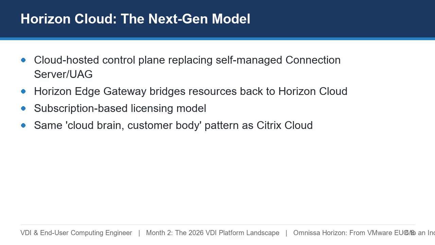Just as Citrix evolved from on-prem CVAD to cloud-managed DAS, Omnissa offers Horizon Cloud Next Gen, a cloud-hosted control plane. A Horizon Edge Gateway virtual appliance connects your resources back to that cloud control plane, with subscription-based licensing. It's the same architectural pattern as Citrix Cloud plus Cloud Connectors, three vendors converging on Cloud Brain, customer body.